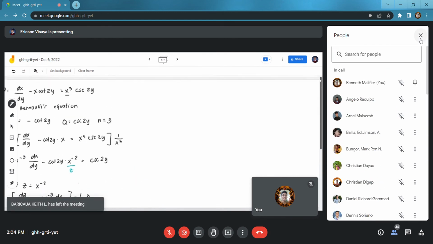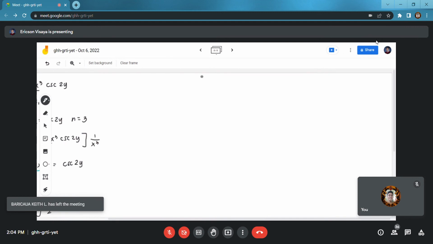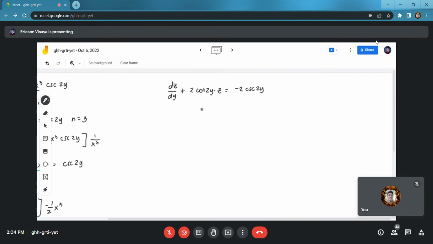Okay, so, taas na tayo. Yan. So, mayroon na tayong dz over dy plus ang ating 2 cotangent 2y times z is equal to negative 2 cosecant 2y. So, ang p natin, p is equal to 2 cotangent 2y. Tapos, ang ating q is equal to negative 2 cosecant 2y. Yan. So, pagkatapos nito, kailangan natin kunin ang integrating factor.